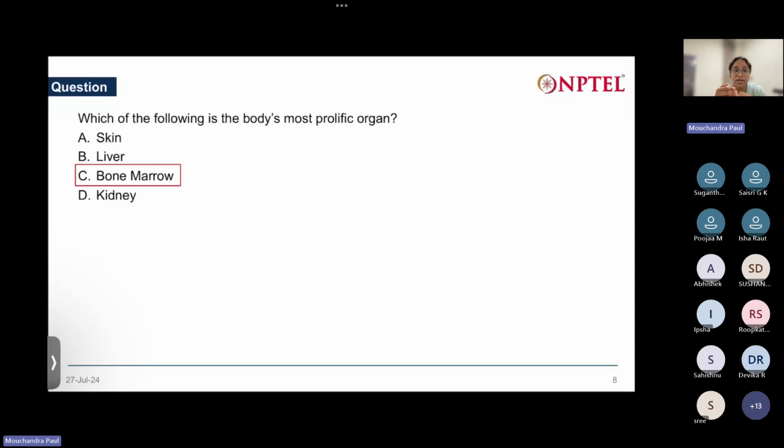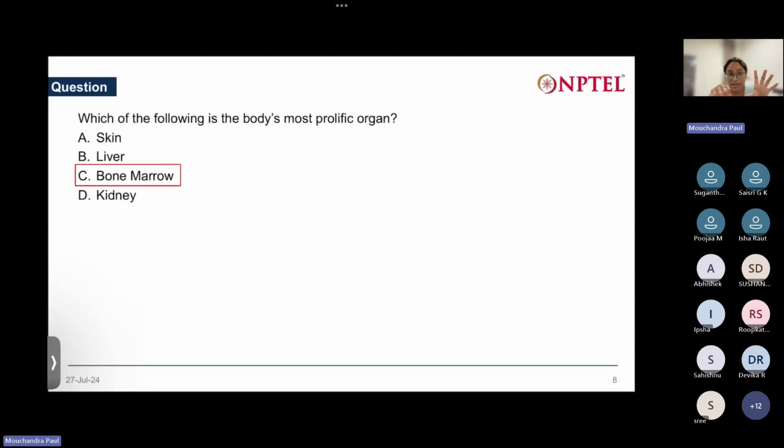After bone marrow comes skin, right? So how does the skin proliferate? Our topmost layer of the skin sheds itself every 28 days. So every 28 days we get a fresh coat of a barrier. Why does this happen?